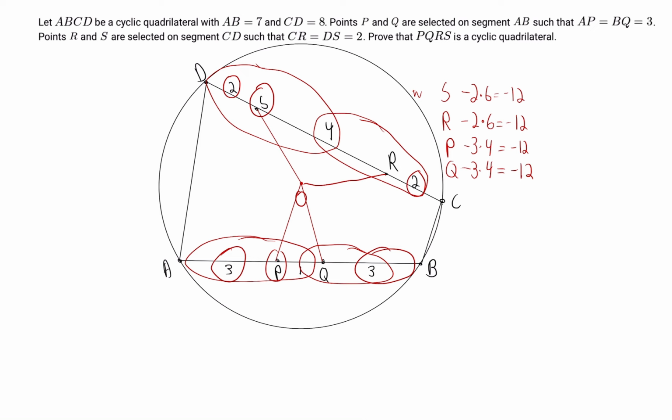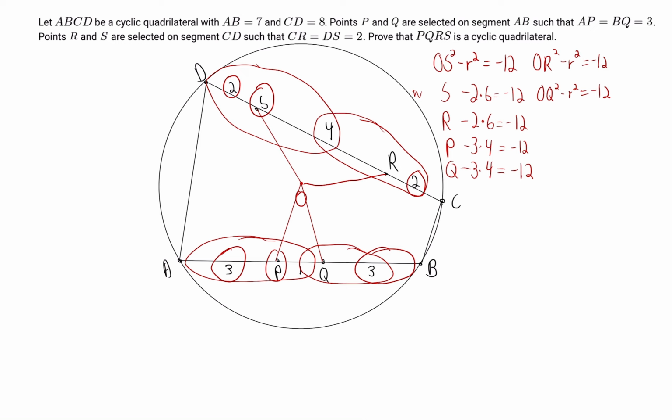If you're familiar with power of a point, this is a theorem, but let's just prove it since it's not too difficult. The power of point S with respect to circle omega is going to be equal to OS squared minus R squared, where R is the radius of the circumcircle of ABCD. For example, AO is R, and this is well known. So OS squared minus R squared is equal to negative 12. Similarly, OR squared minus R squared is equal to negative 12, and so on, all the way until OQ squared minus R squared is equal to negative 12.